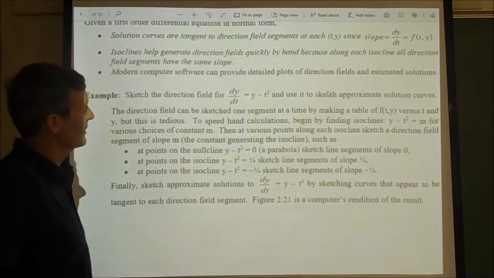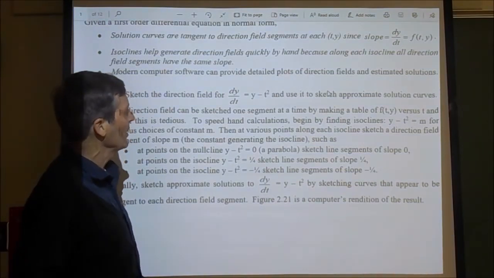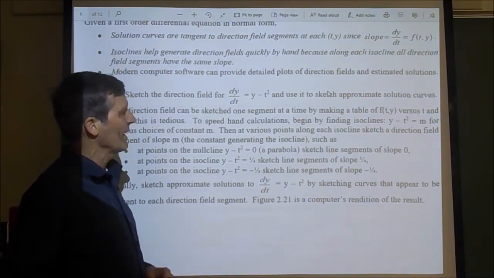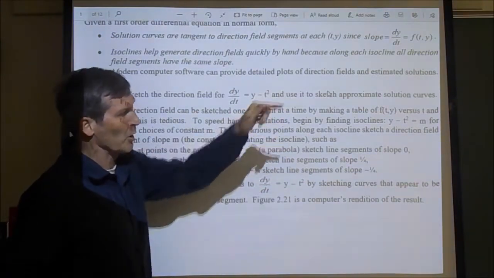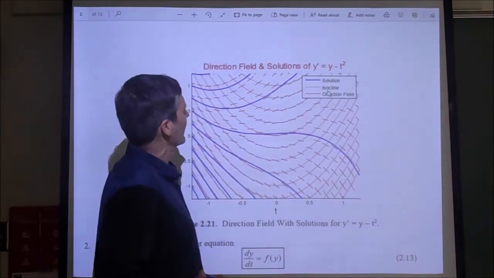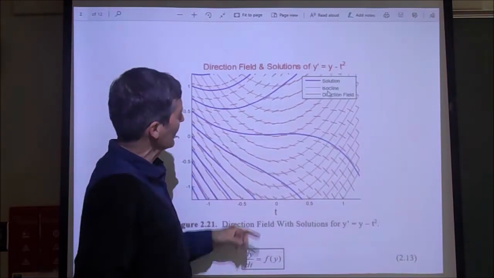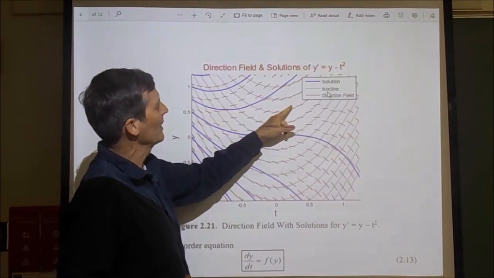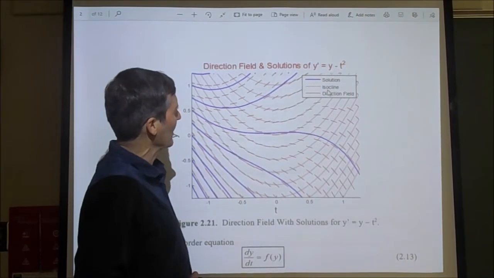It really helps, when you have to draw these by hand, to draw what are called isoclines. You can find curves along which all the little direction field segments have the same slope. And then once you have one of those curves, you just draw a slope, slope, slope, slope, slope all along that thing. And here's an example. This is the direction field for the one we're doing. We'd have to plot all these little red line segments, and for each, plug in a t and y, find the slope and plot it at that slope. Boy, that takes a long time.